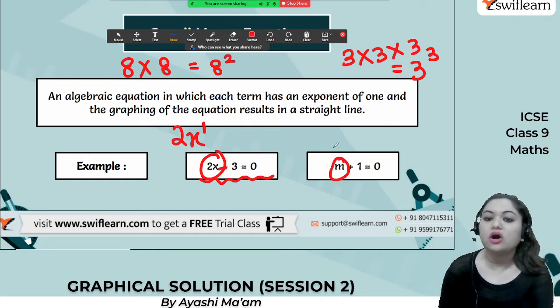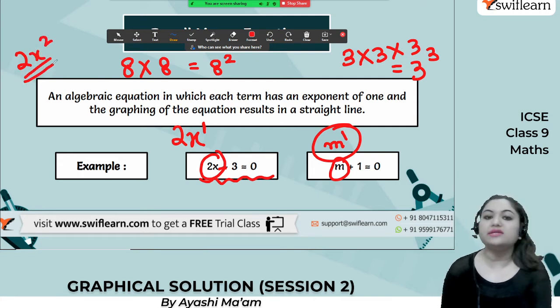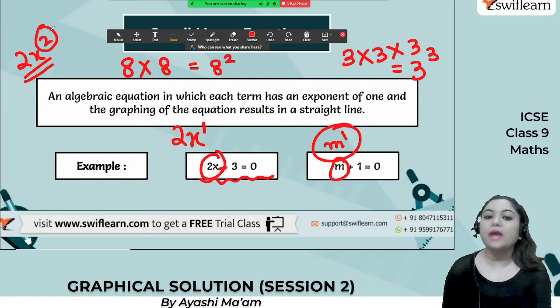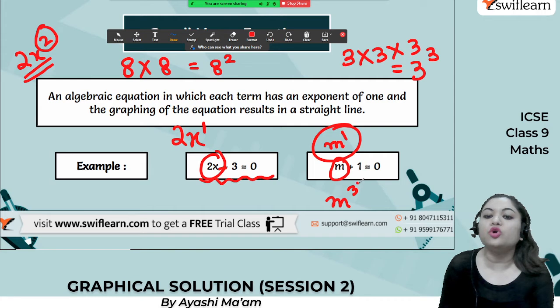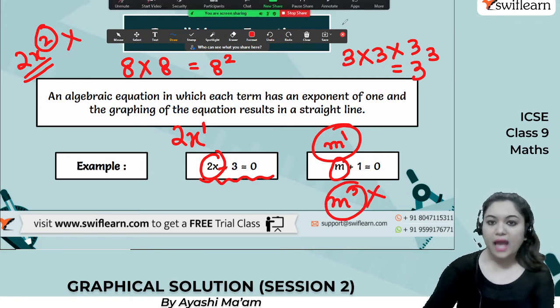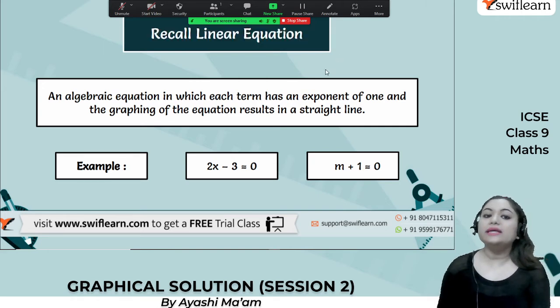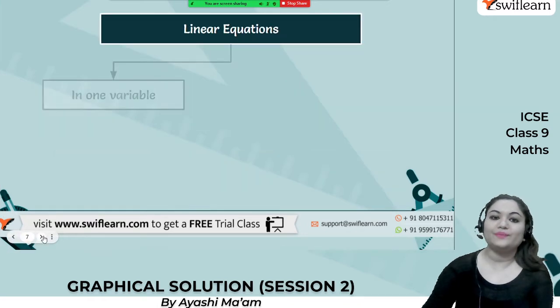Here also, m is multiplied only one time. If you have 2x squared, then we are not going to consider it a linear equation, because x is multiplied 2 times. Here also, if we have say m cube, then we are not going to consider it a linear equation. Another thing about linear equations is that the moment you plot a linear equation onto the graph, you will always get a straight line.